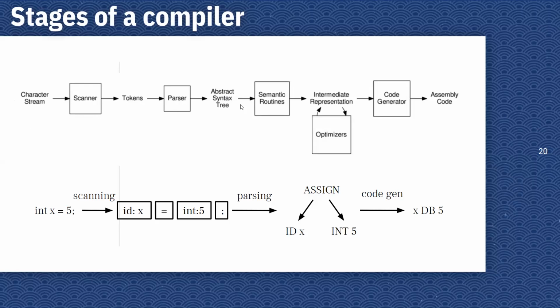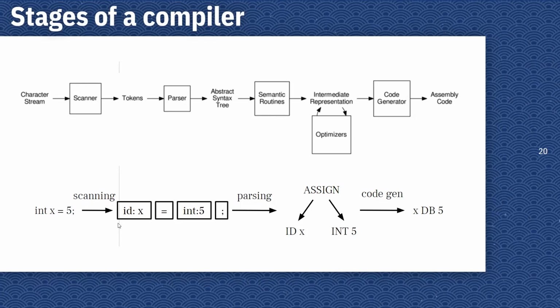And after that, the compiler just does some semantic routines on the abstract syntax tree, like making sure you're not assigning a string to a Boolean variable or something. And after that, it does some optimization, and it then spits out some assembly code in the code generation step. And on the bottom here, you can see how a compiler might compile this line into x is equal to 5.